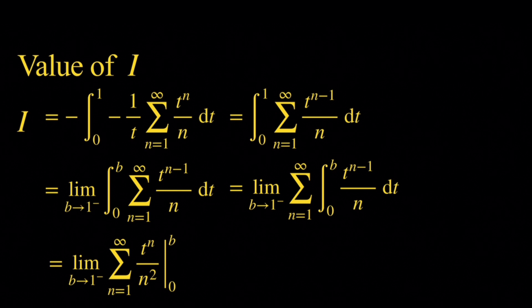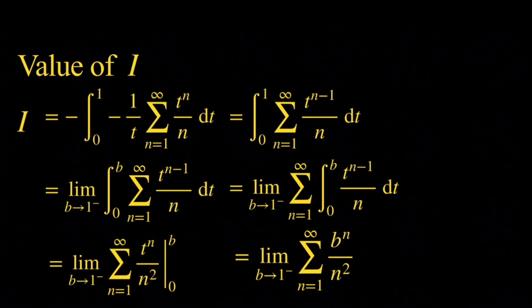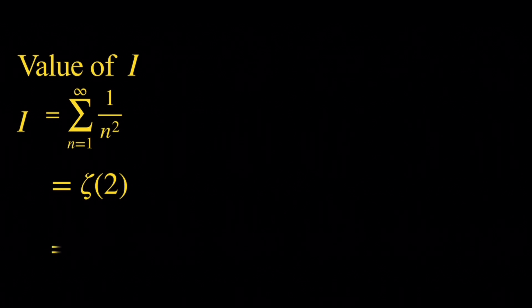Now as we evaluate this at 0, we get 0. Evaluate at b, we get the sum as n goes from 1 to infinity of b to the n over n squared. Now, this is a convergent series. The series converges even for b equals 1. So we can simply take the limit. As we take the limit, we get that I is equal to the sum as n goes from 1 to infinity of 1 over n squared. And this is exactly zeta of 2. This is the Basel problem. And zeta of 2 is equal to pi squared over 6.